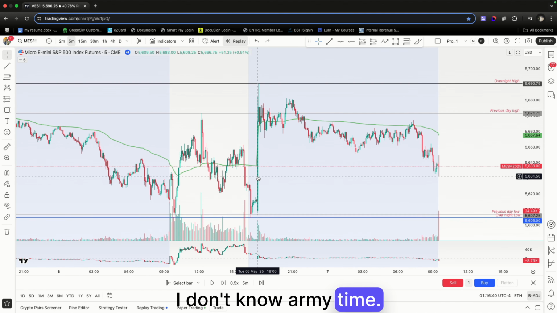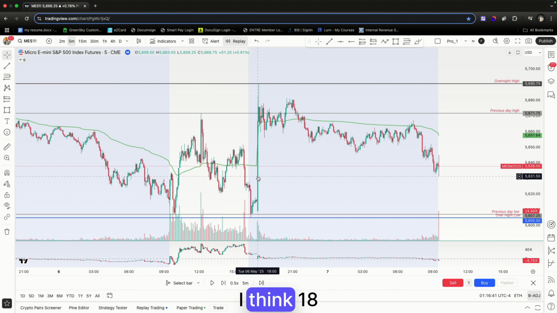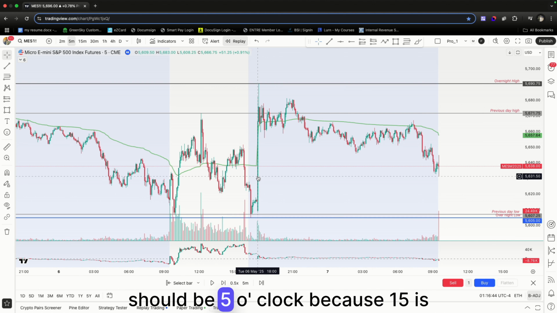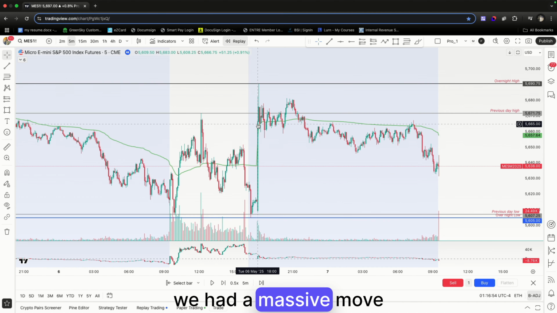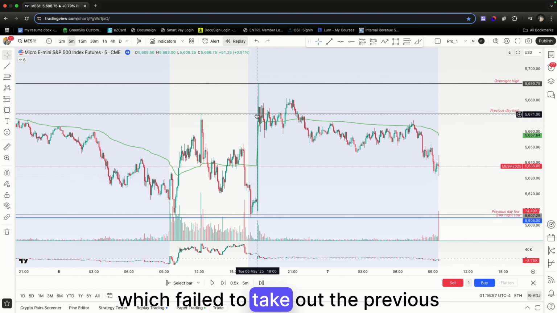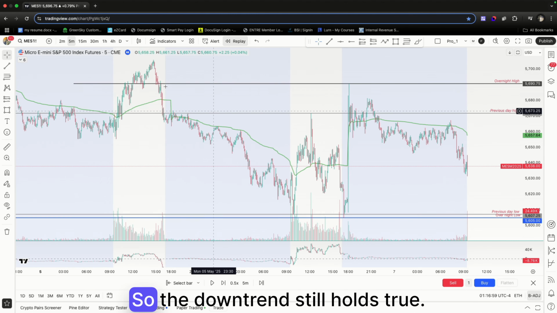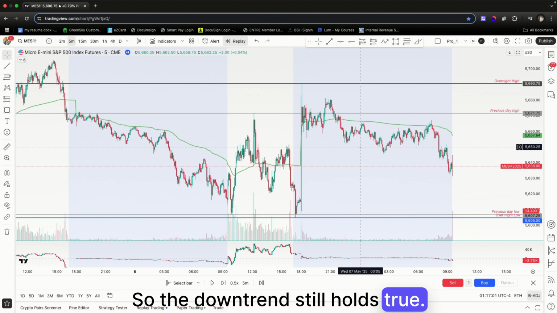I don't know, Army time, but I think 18 should be 5 o'clock because 15 is 3. So you have 4, 5. So 18 is 6 o'clock. All right, cool. On the 6 o'clock candle, we had a massive move, which failed to take out the previous day's high, like I said. So the downtrend still holds true.